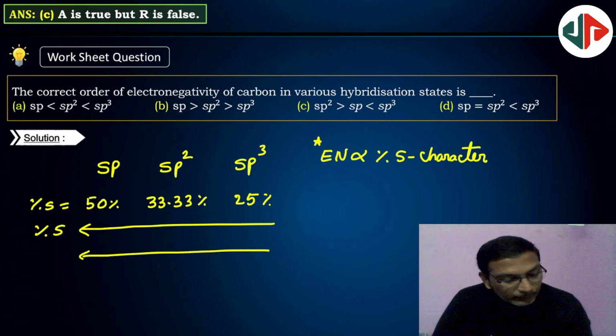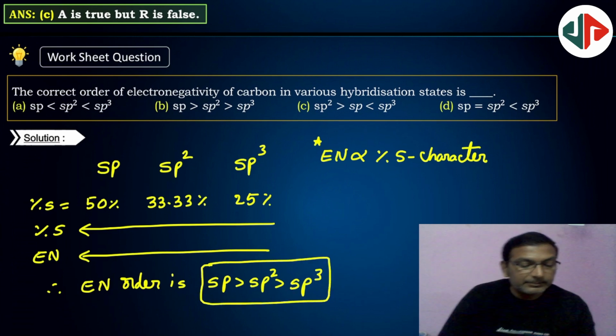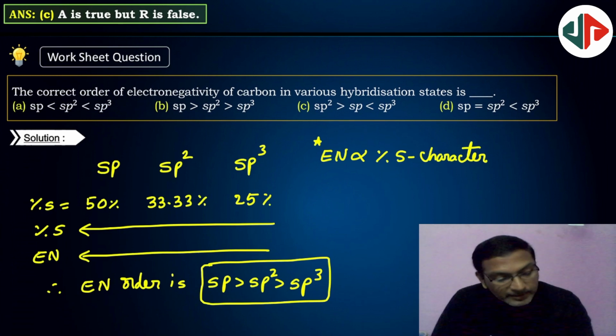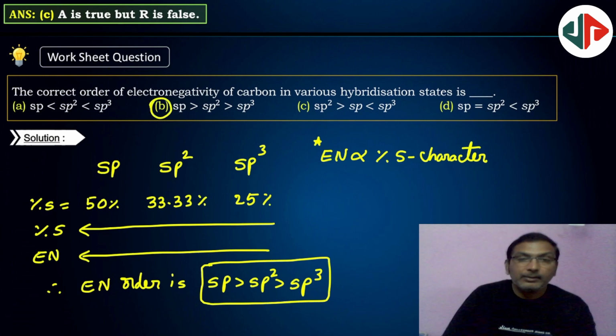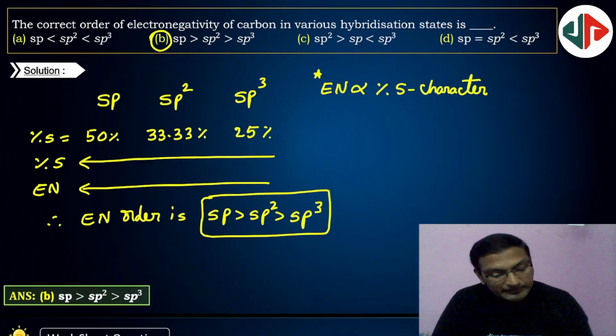So in this order, percentage of s character increases. Therefore, electronegativity also increases. Therefore, electronegativity order: sp, sp2, sp3. This will be the order. So option B. Electronegativity depends on percentage of s character. Next one.